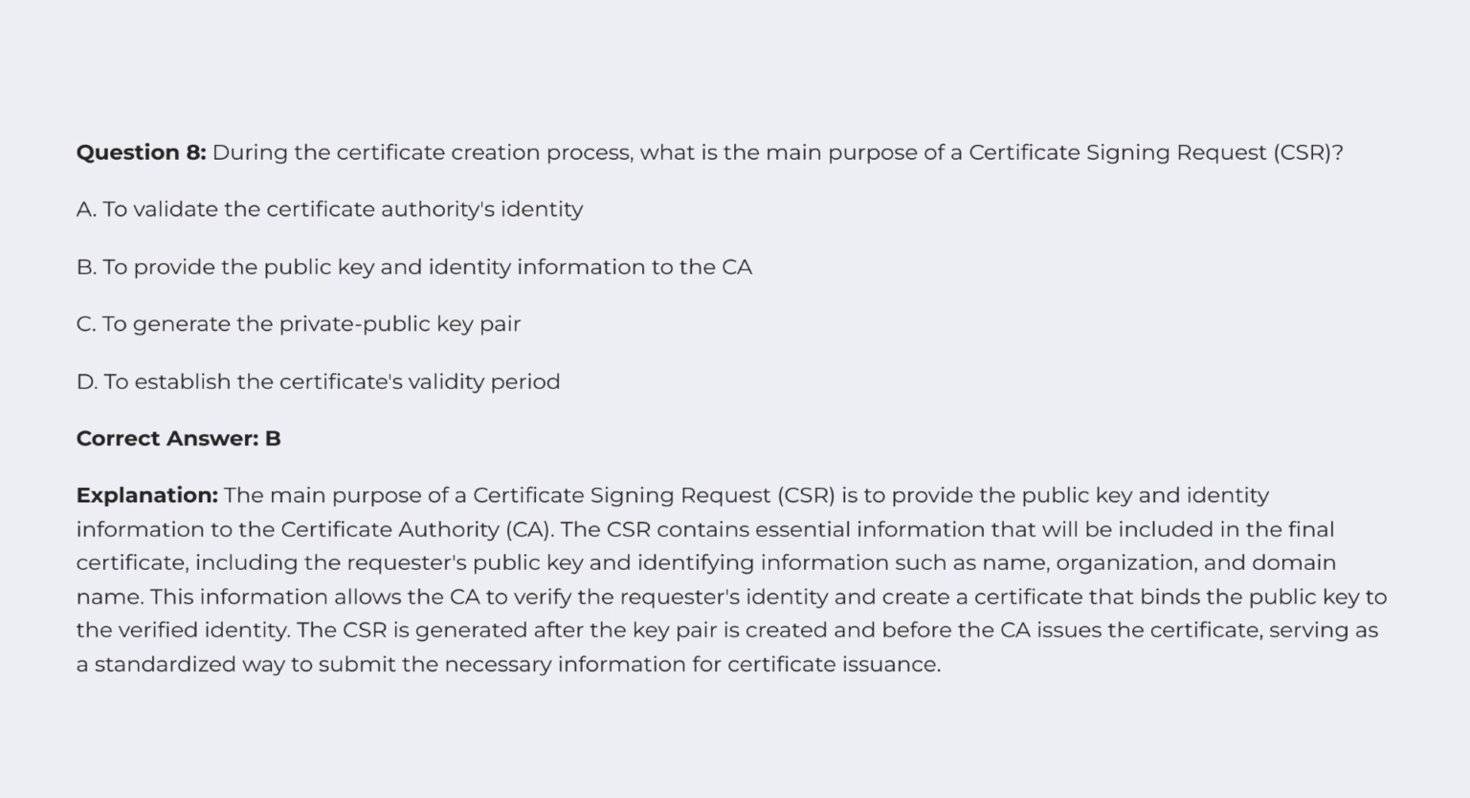This information allows the CA to verify the requester's identity and create a certificate that binds the public key to the verified identity. The CSR is generated after the key pair is created and before the CA issues the certificate, serving as a standardized way to submit the necessary information for certificate issuance.